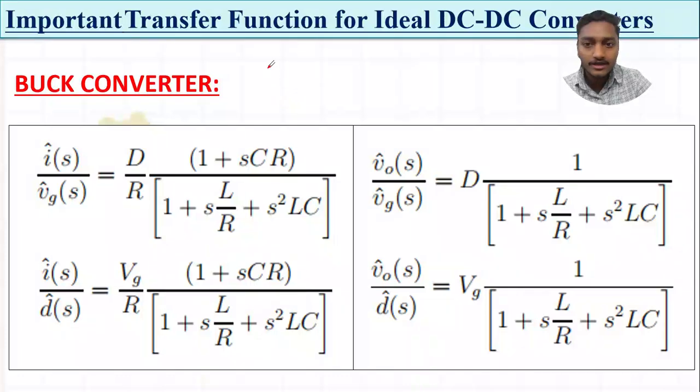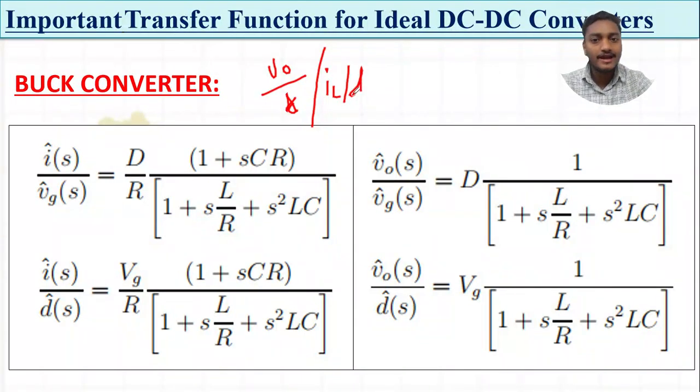So what do we need? We need V naught by D, and again one more, divided by IL by D. So D will cancel out and I am getting whatever transfer function I want, V naught by IL. I have the V naught by D transfer function available here, and the IL by D transfer function available here. So I will write down both these transfer functions first and then I will divide them.